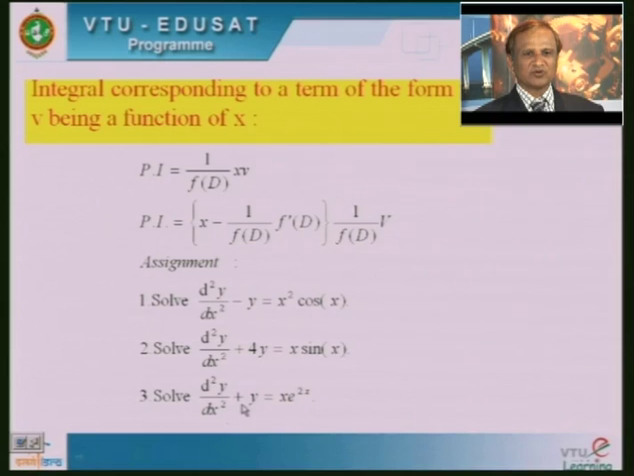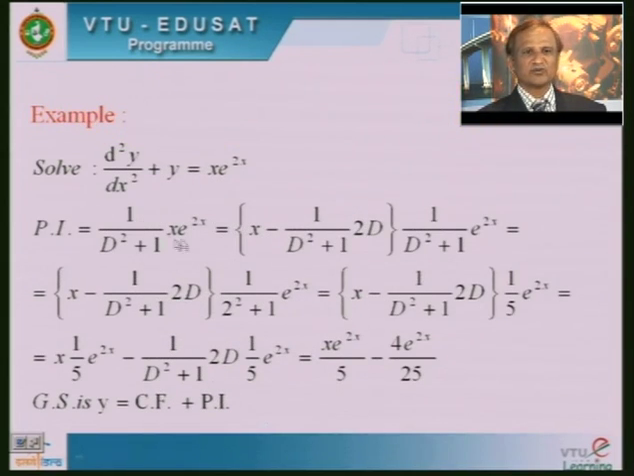Now I am going to solve this example: d square y upon dx square plus y is equal to x into e to the power 2x. How are we going to find the solution of this example? I hope we are able to find the complementary function. I am not concentrating on the complementary function; I will leave it to the students. I hope very easily you can find the two roots. Write down the complementary function after obtaining the roots, depending upon the nature of the roots.